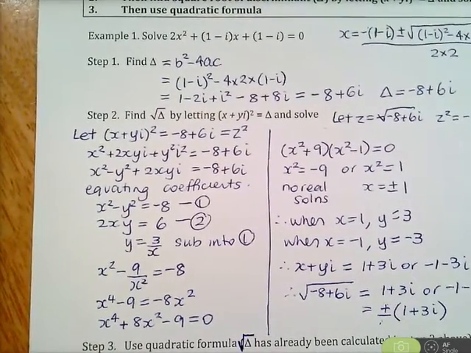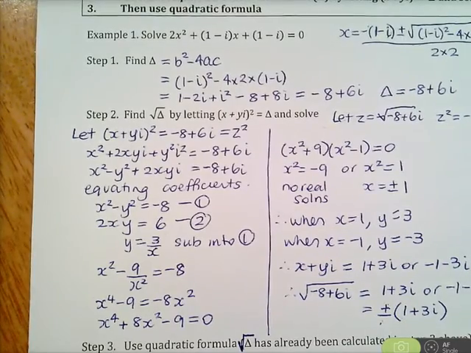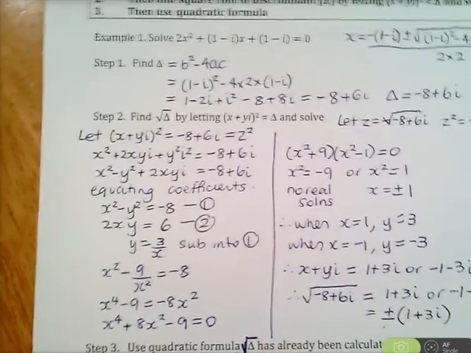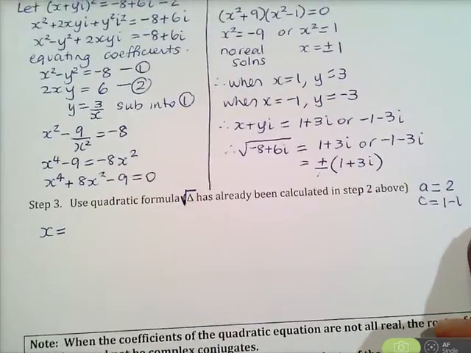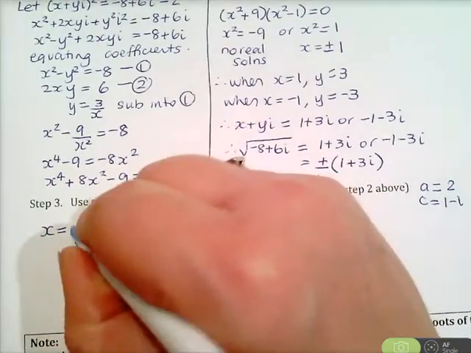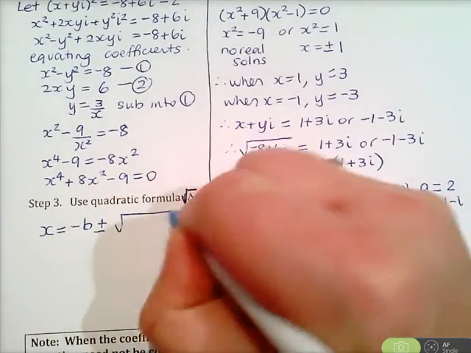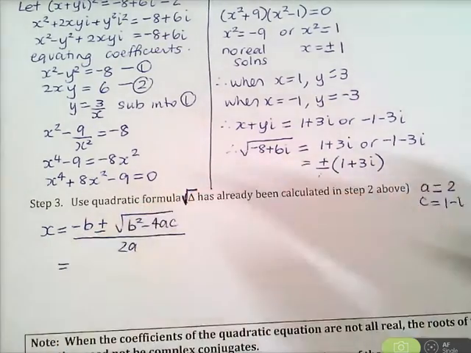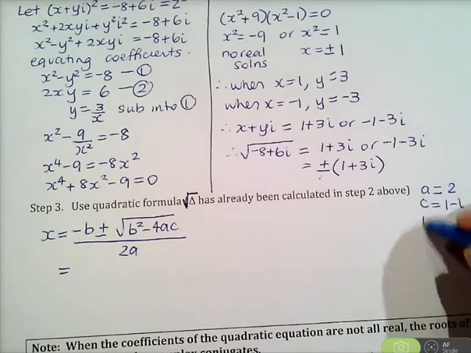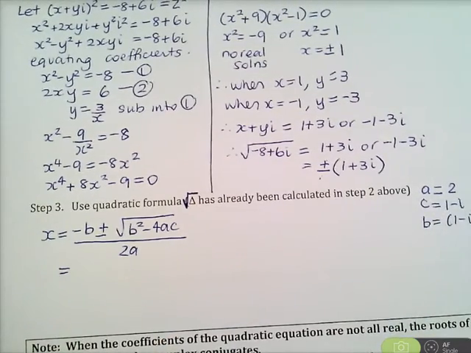So we want x is negative b plus or minus the square root of b squared minus 4ac over 2a. All right, I'm just going to write down here what a is. I've got that a is 2 and c is 1 minus i. Okay, so I've just written that down here. A is 2, c is 1 minus i. So x equals negative b plus or minus the square root of b squared minus 4ac over 2a. So, sorry, I should also write what b is, and b is 1 minus i over there.